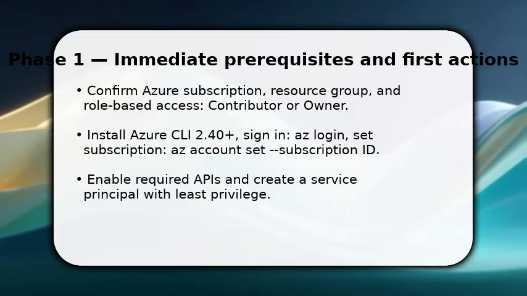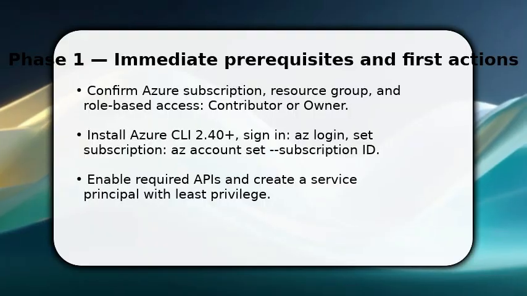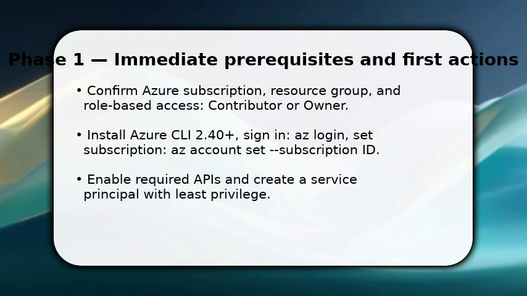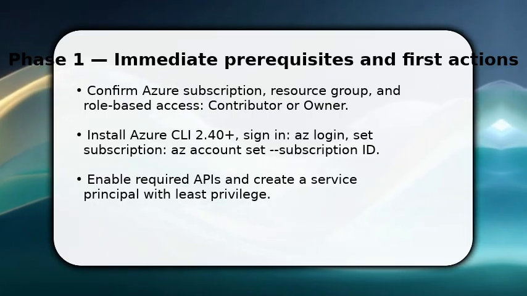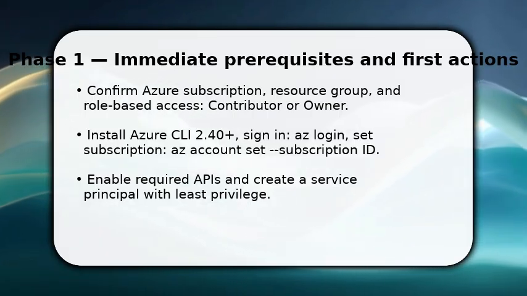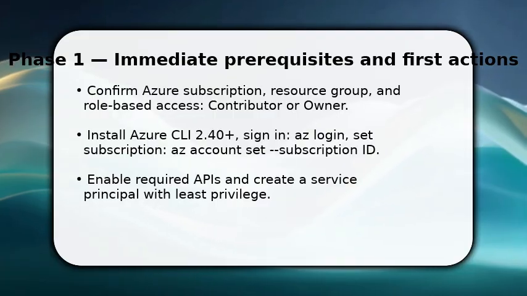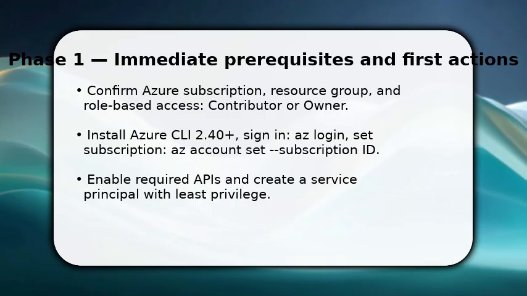You start by validating prerequisites and initiating the Latch workflow. This prevents permission errors later. First, make sure your Azure subscription and resource group exist. Then sign in with Azure CLI, use az login, and set the subscription by ID.